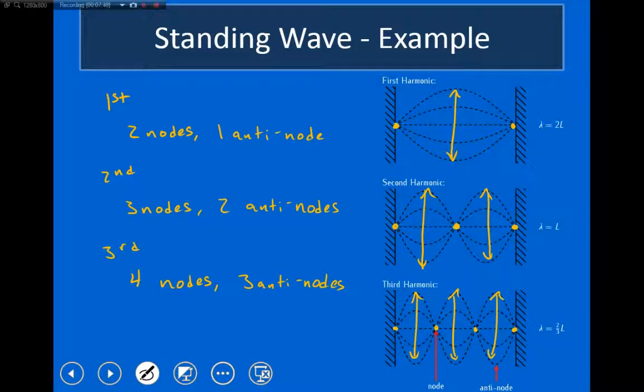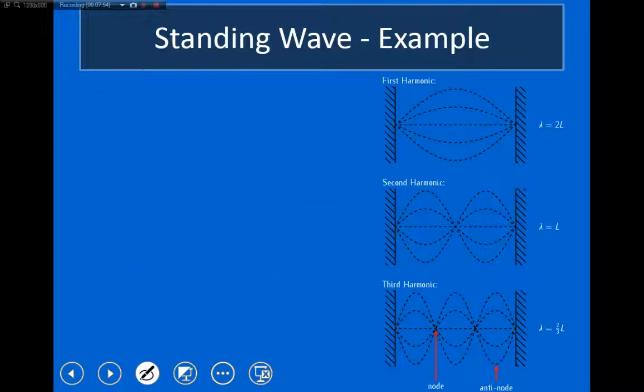So hopefully now we start to see a pattern. The first harmonic has 2 nodes and 1 antinode. The second harmonic has 3 nodes and 2 antinodes. So the nth harmonic is going to have n antinodes, but n plus 1 nodes. So the fifth harmonic should have 6 nodes and 5 antinodes.